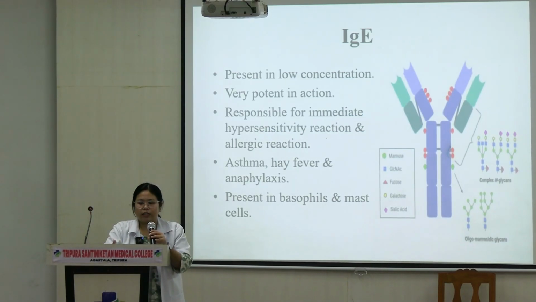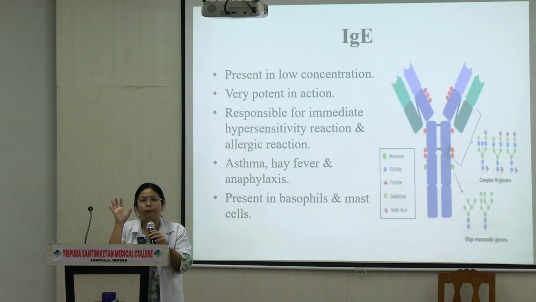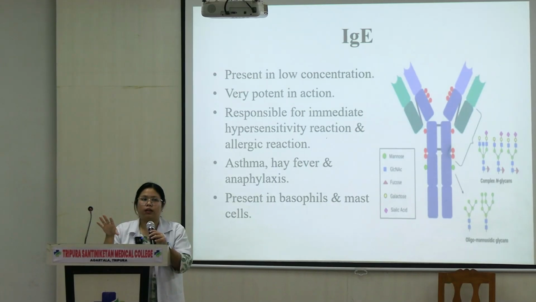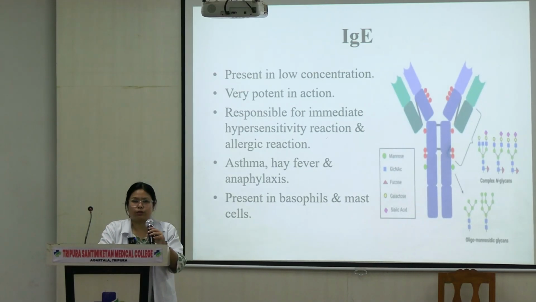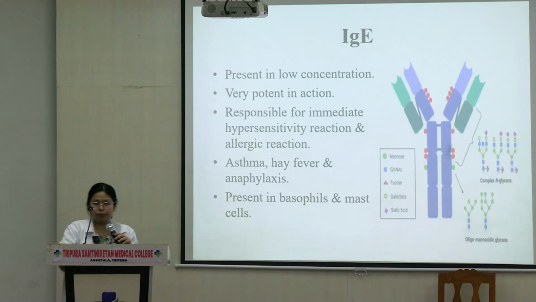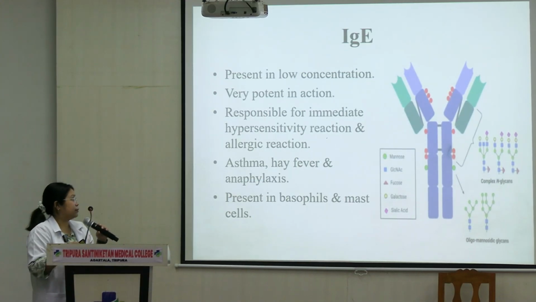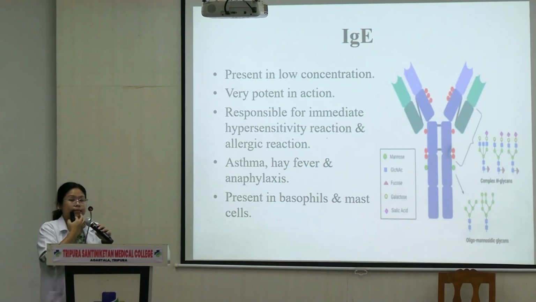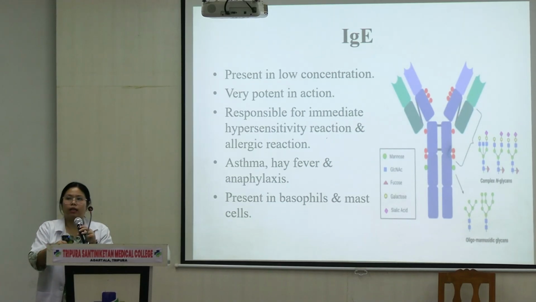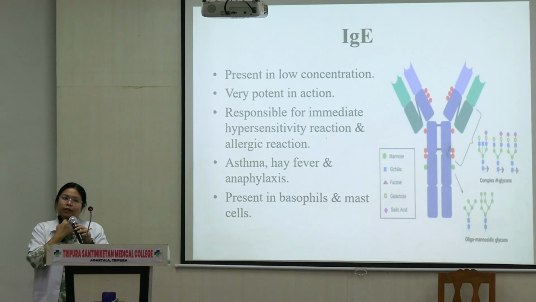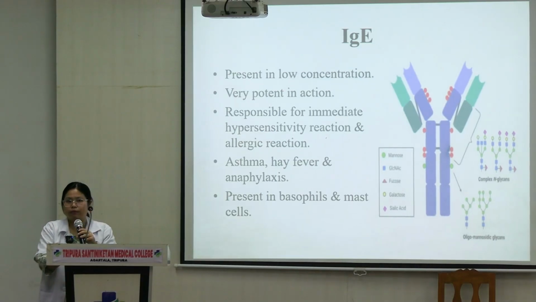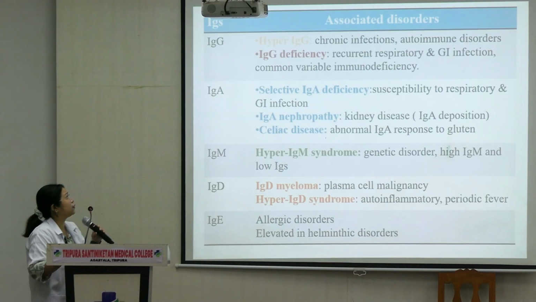So if IgE is there, that means it is showing an allergic causation. So this will help us diagnose the patient's condition as well. So we can pinpoint which condition the person may have. They are present in basophils and mast cells. Basophils and mast cells are responsible for release of certain granules from them that causes this reaction.